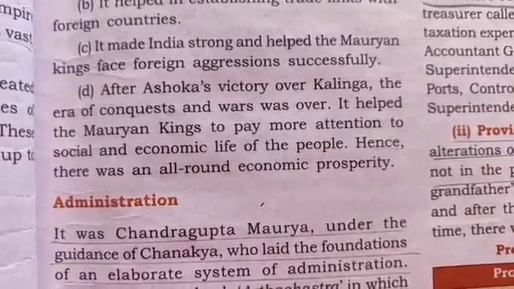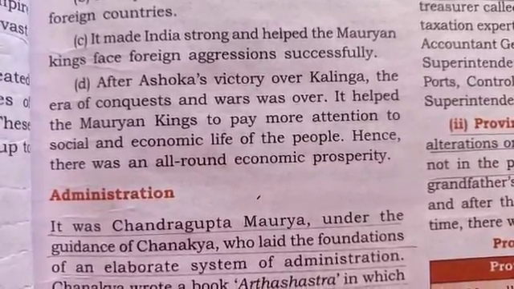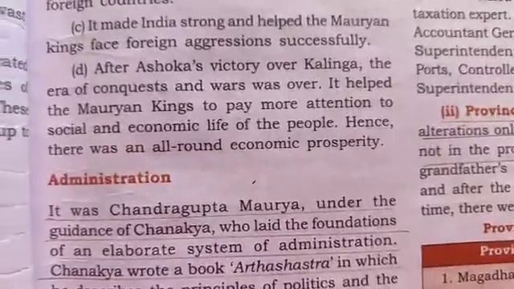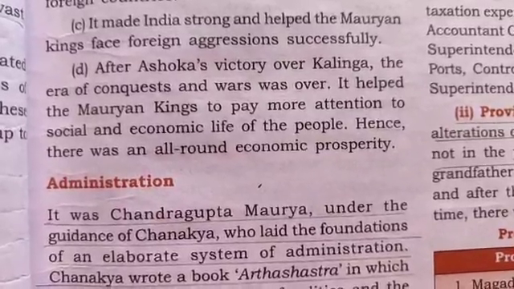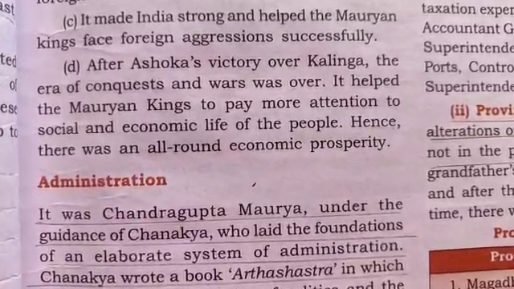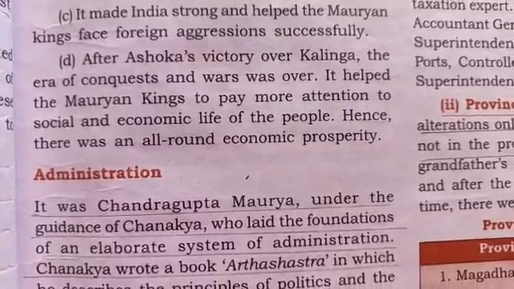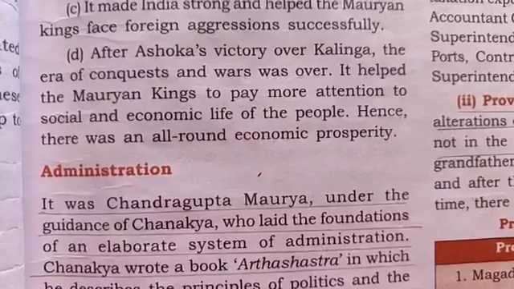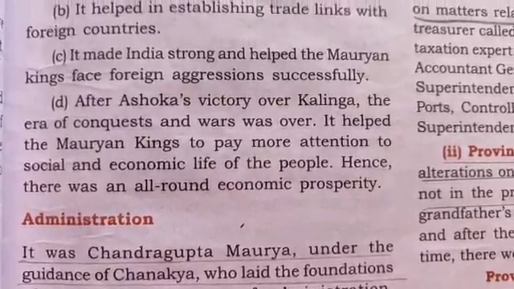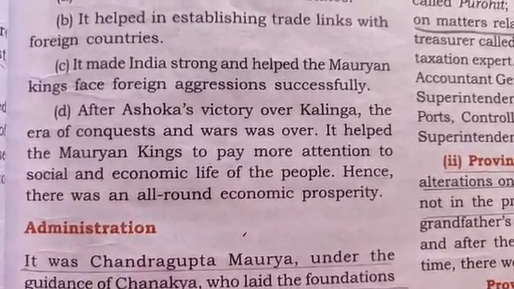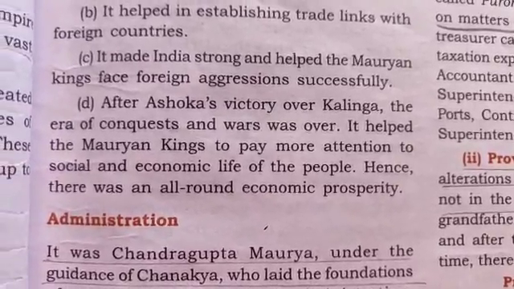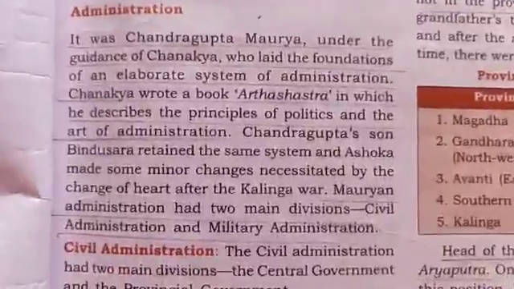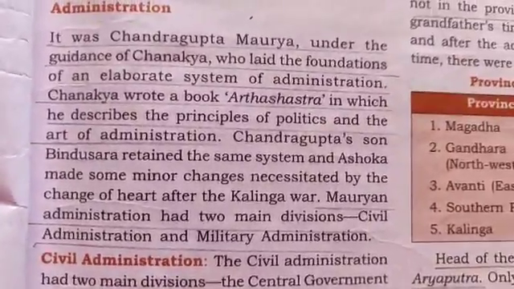After Ashok's victory over Kaling, the era of conquest and wars was over. For whom? Only for the Mauryan kings. It helped the Mauryan kings to pay more attention to social and economic life of the people. So, to concentrate more on the welfare of the people. Hence, there was an all-round economic prosperity. A country which is not involved or embroiled in wars within or outside the region is bound to prosper. Now let us see the administration.